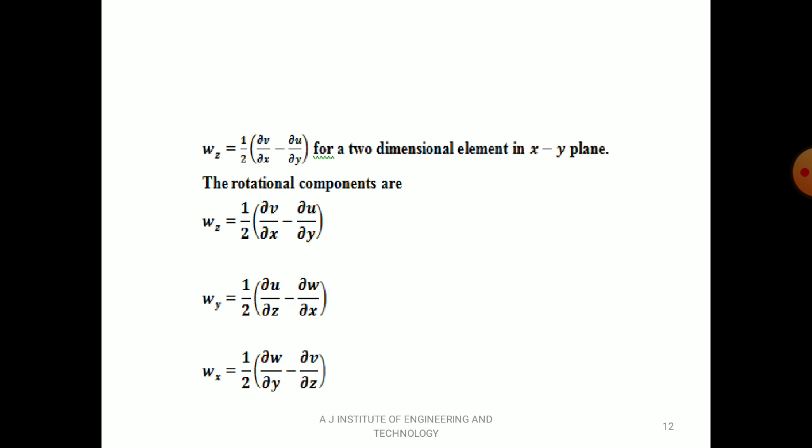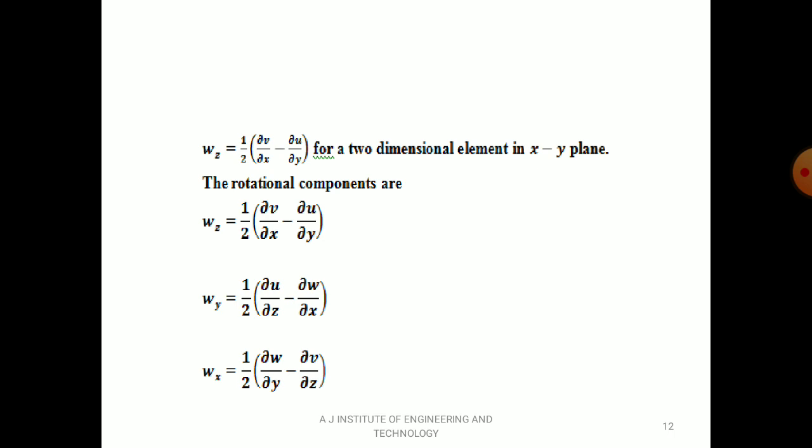And now you know the rotational component from the previous slide, that is Wz equal to 1 by 2 into dou v by dou x minus dou u by dou y for a two-dimensional element in the xy plane. In order to get the rotational component in the xy plane, that is Wz, you are supposed to write this. So the rotational components in the other planes, that is the xy plane, yz plane and zx plane, can be obtained as follows.